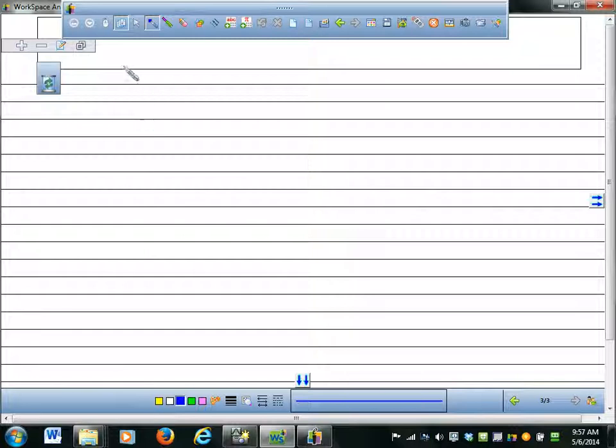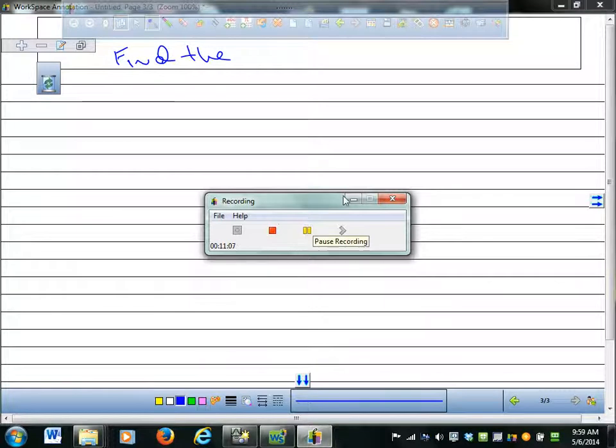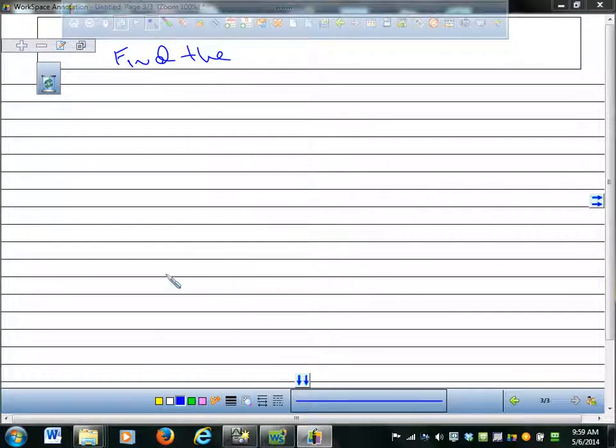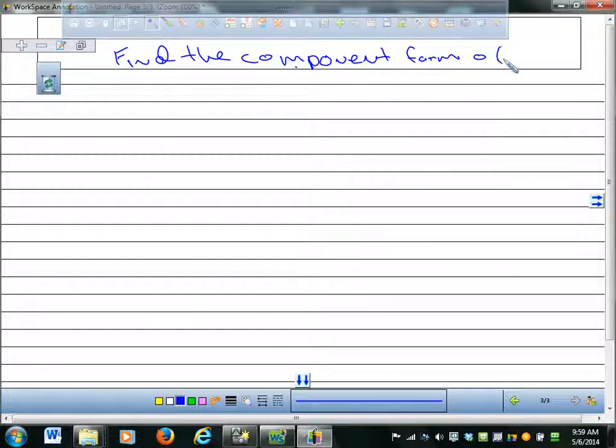So to clarify, the unit vector form is when you have the ijk's, and the component form is just when you have components like v1, v2, v3. So find the component form of the vector, without the ijk's.